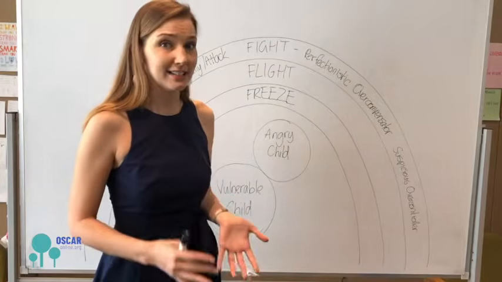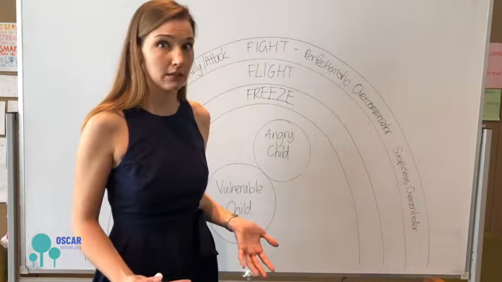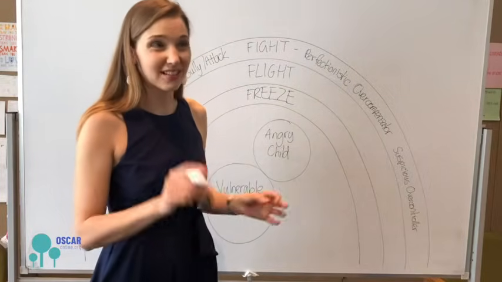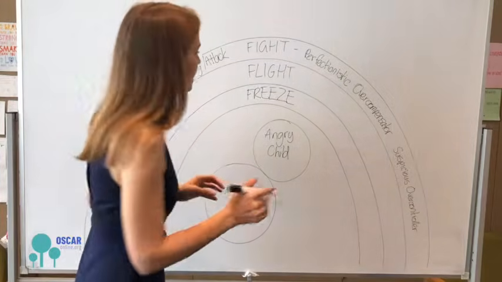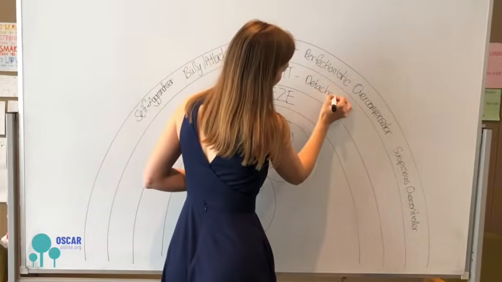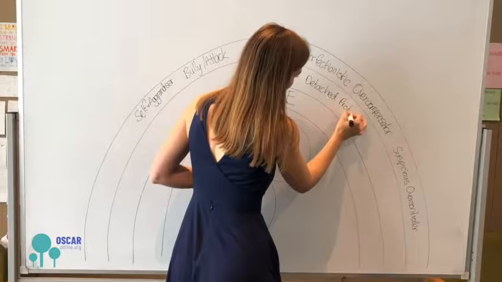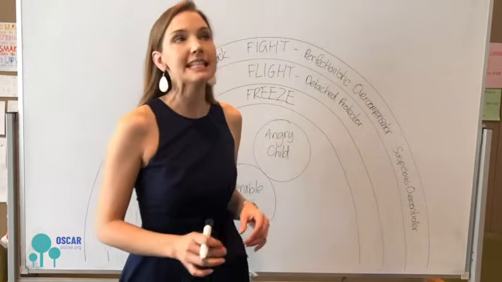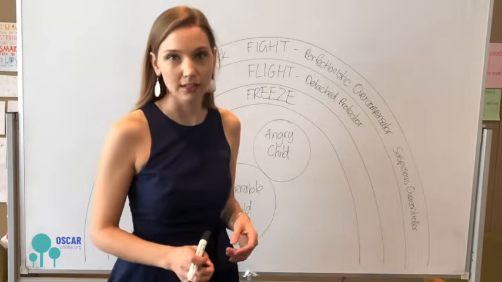So flight in its simplest form is avoidance, okay? And we see exactly the same thing when we look at the modes. Slight variations on the categories here. Detach Protector is the first one. This is a form of psychological flight, okay?